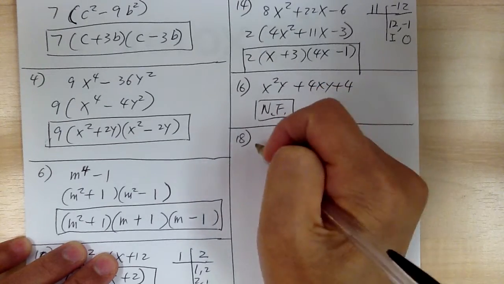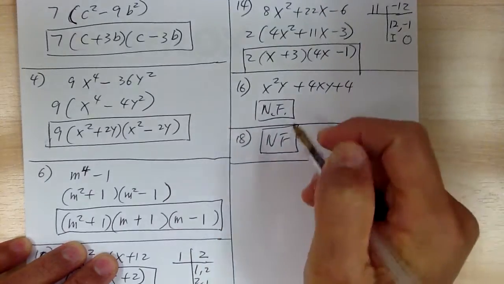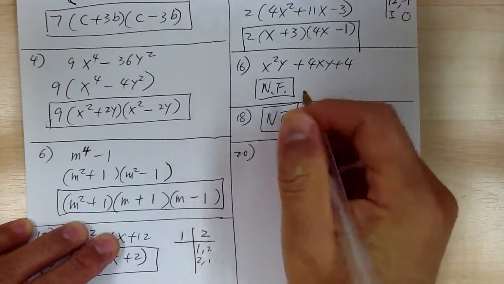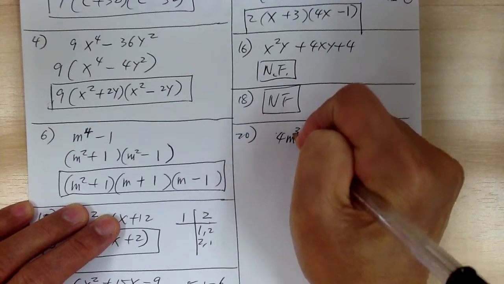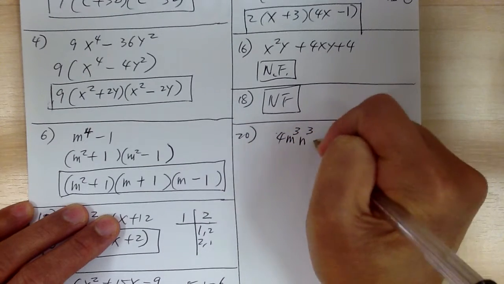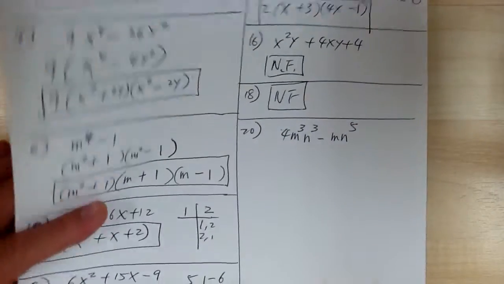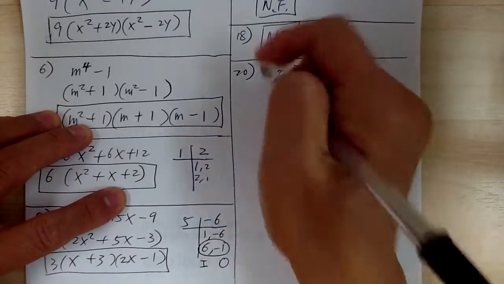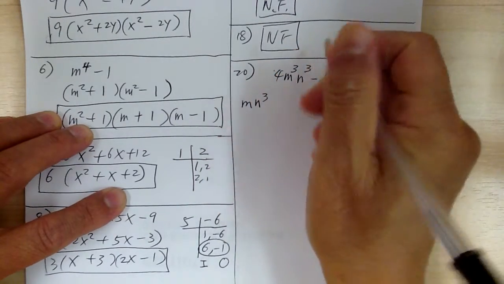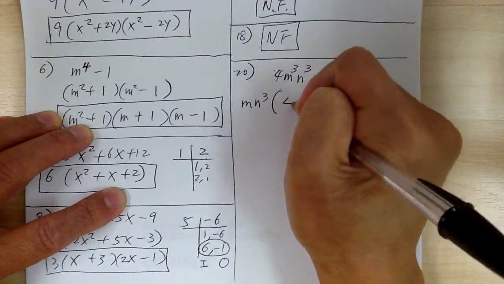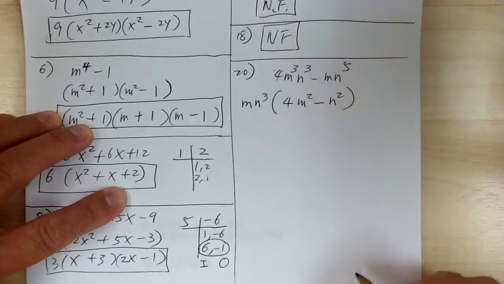Okay, so 18 is not factorable either, so don't worry about this one. So let's go to 20. Okay, so you've got 4m to the 3, n to the 3 minus mn to the 5. So step 1, common factor, you can factor out the m, and you can factor out the n to the 3. So you're going to get 4m squared minus n squared.